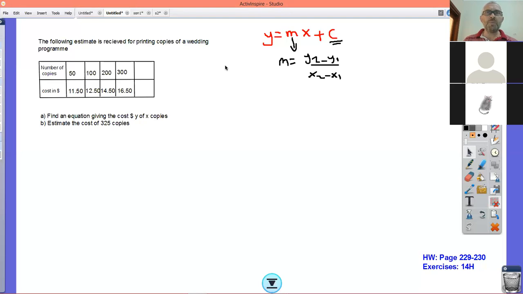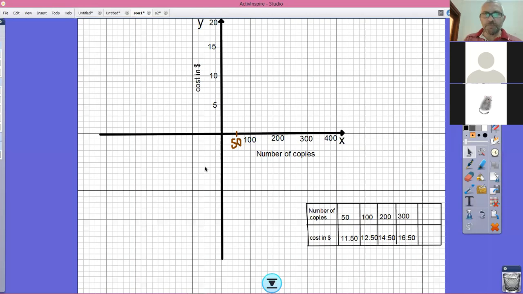Y is equal to mx plus c. What is unknown here? The c we need to find and the m we need to find. Now, let's go for drawing the graph of this number of copies and cost in dollars. As you see, the table is here. Number of copies here on the x-axis, and the y-axis will be cost in dollars.